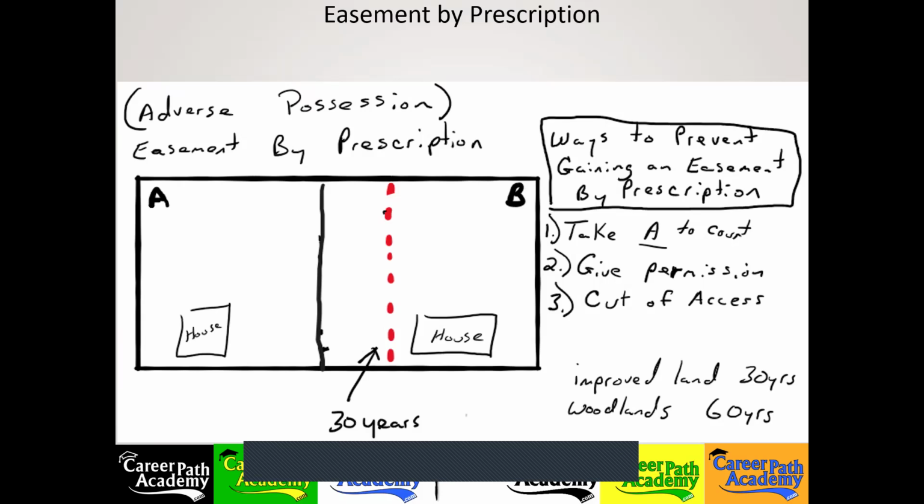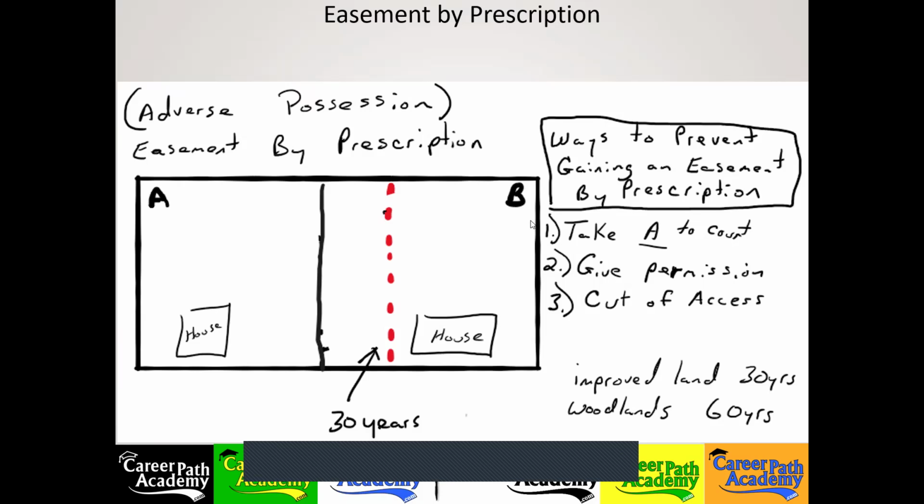No. Why not? If it is more than 30 years, then he cannot. No. If he's been using it for at least 30 years, it's improved land, meaning that there's houses on it. There's some kind of man-made improvements there. That's all that's required, 30 years for that to be there, in order to claim ownership of that land.